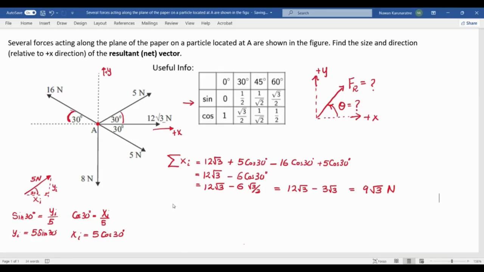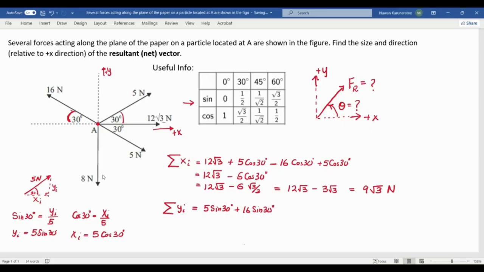And similarly, I'm going to look at all the y components. So there's no y contribution from 12 square root of 3 because it's along the x direction. The 5 newtons in the first quadrant, that's going to have 5 sine 30 degrees, and that's in the positive direction. 16 newtons, that's similar to 5 newtons. That's going to have, again, in the positive direction, 16 sine 30.